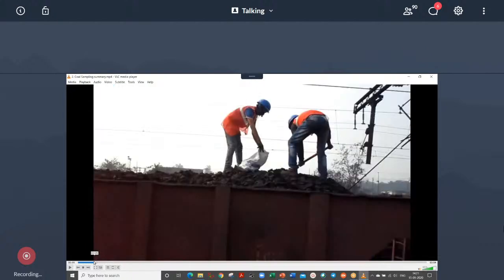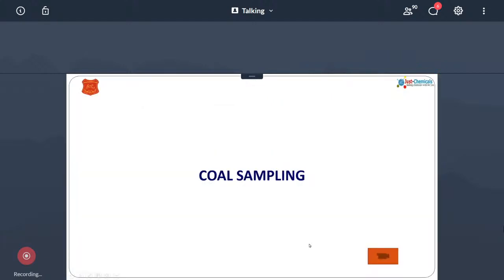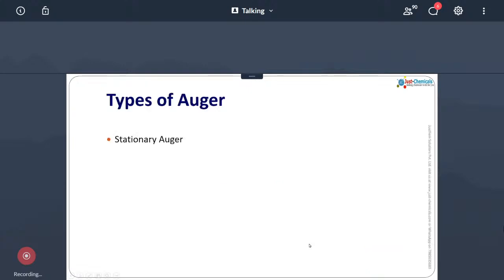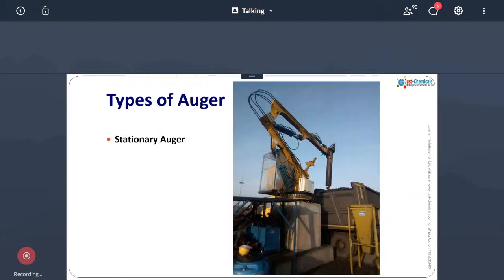So the newer systems now have a great advantage. You will see a video on that. The newer systems are known as auger, which has either a stationary auger, which can do the sampling automatically within 90 seconds, and that is not unsafe, and you will get the sample from the mid-bottom of the vessel, wagon or truck.